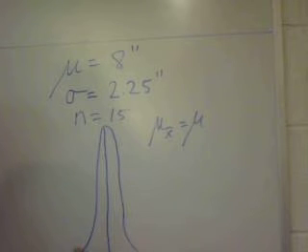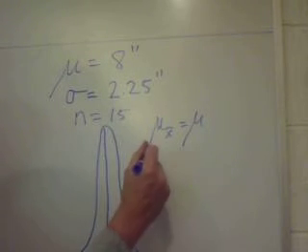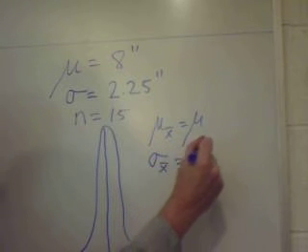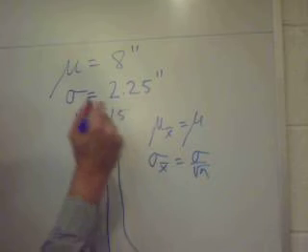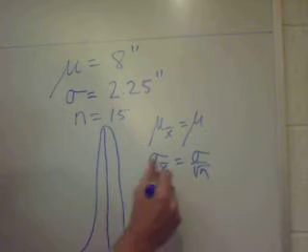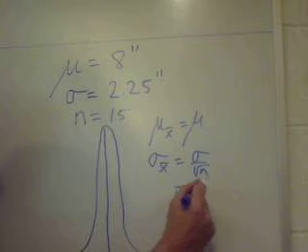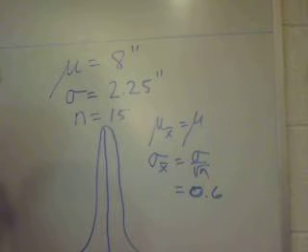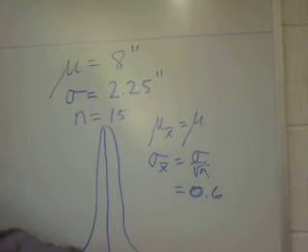However, the standard deviation of the sample mean shrinks, and it's sigma over the square root of n. If you know n is 15 and sigma is 2.25, then sigma sub x bar is 0.6. So this is what the curve looks like. Now, we know that x bar has a normal distribution because x is normally distributed. That's another one of the fun facts: if x is normal, x bar is normal.